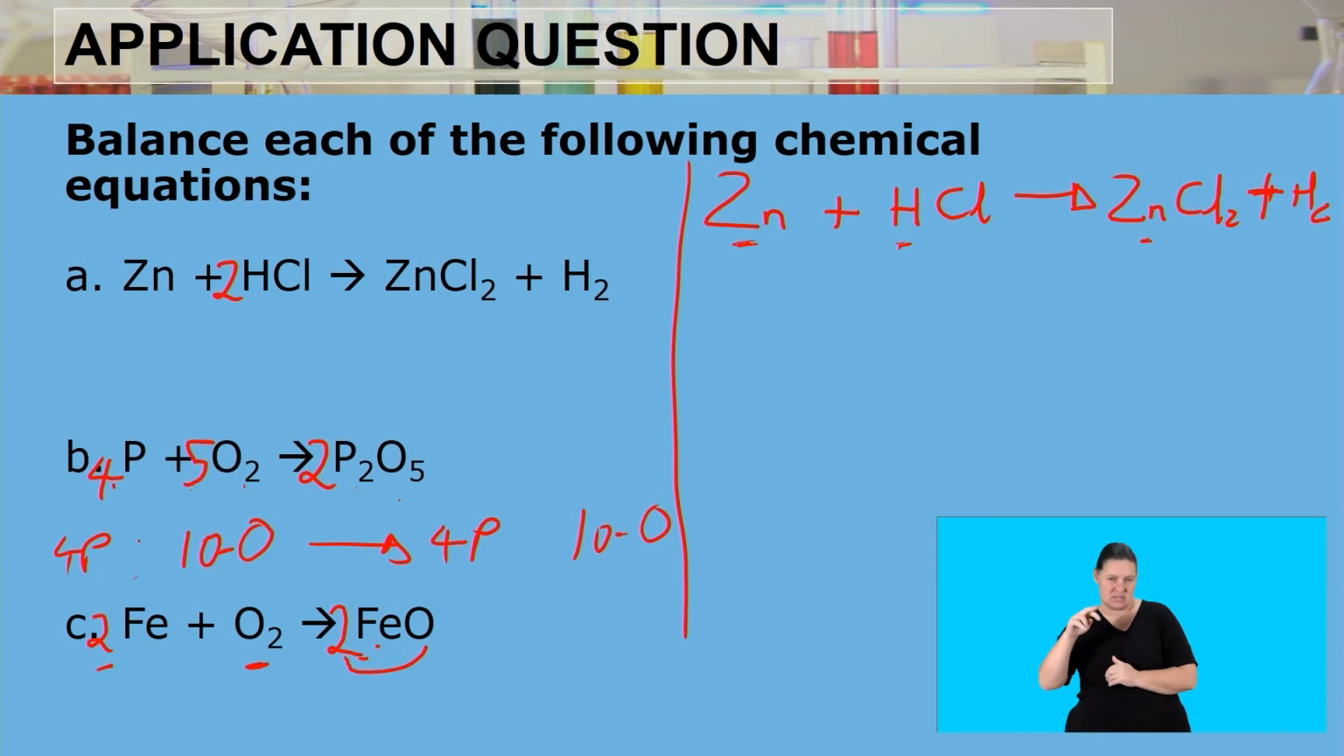So all of these equations are balanced by just inserting the coefficients. You'll notice that we did not touch any subscript, and we did not insert our coefficients in between the chemical formula. It was always at the beginning of the chemical formula where we insert our coefficients.